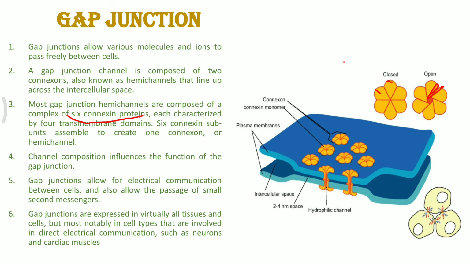So this is about the open and closed structure of the connexin molecule. Each connexon molecule is made up of six connexin subunits, and they form the gap channels or the channel proteins.